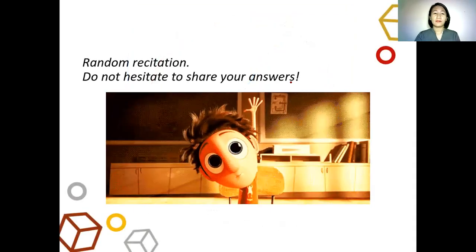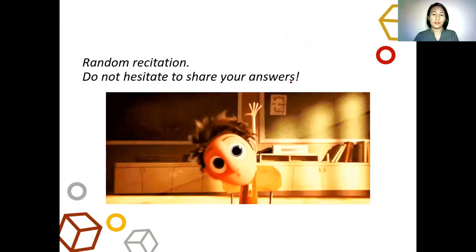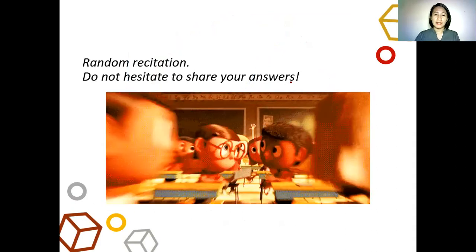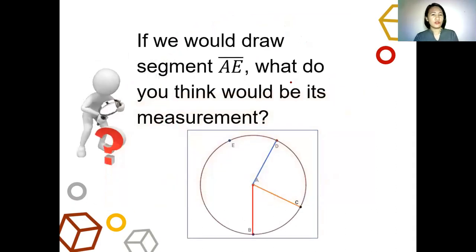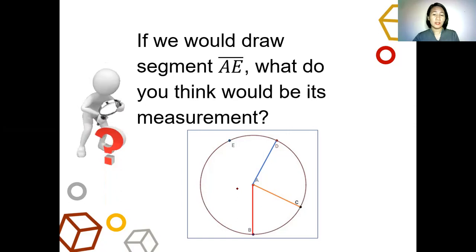We're supposed to have the recitation, but since we don't have time for that, I would just want you to answer using your formative compilation. If we draw segment AE, what do you think would be its measurement? I have here point E and then point A. If we're going to draw a segment here, what would be its measurement? Yes, you are correct. It is also 7 centimeters.